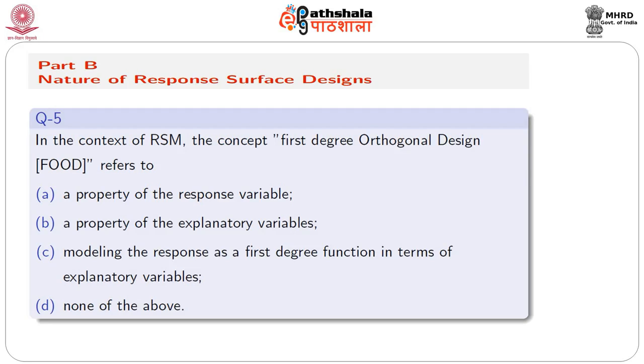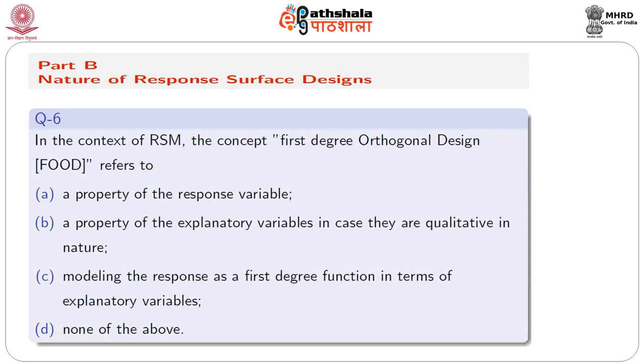In the context of RSM, first order orthogonal design refers to a property of the response variable, a property of the explanatory variables, modeling the response as a first degree function in terms of explanatory variables, or none of the above. This first order orthogonal design refers to a property of the explanatory variables, which are going to be mutually orthogonal to each other. They are allocations. Therefore, the closest answer is item B, which talks about a property of the explanatory variables.